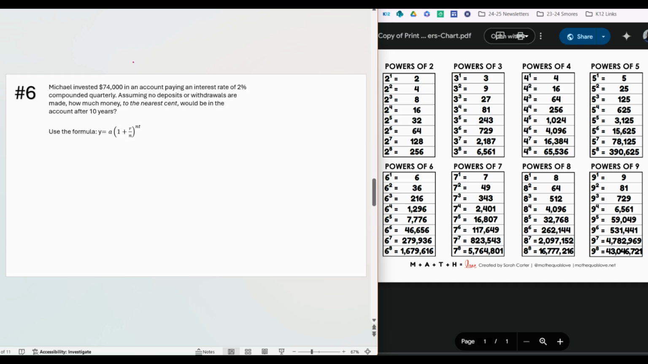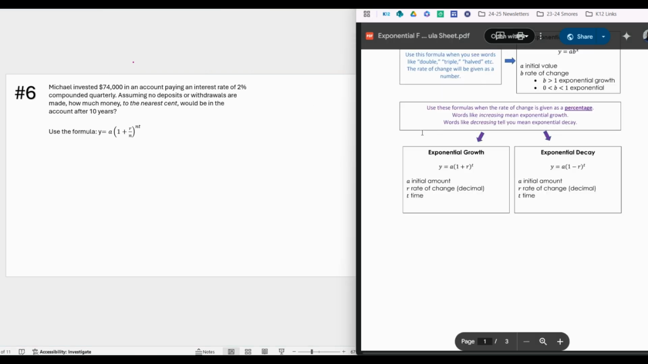Okay, so here in this problem, it says Michael invested $74,000 in an account paying an interest rate of 2% compounded quarterly. Assuming no deposits or withdrawals are made, how much money to the nearest cent would be in the account after 10 years? So I'm going to go back to our formula chart.